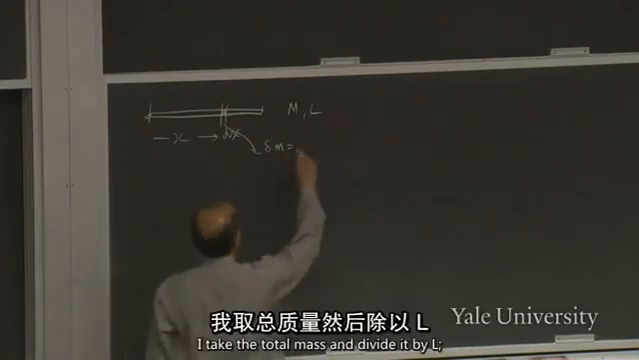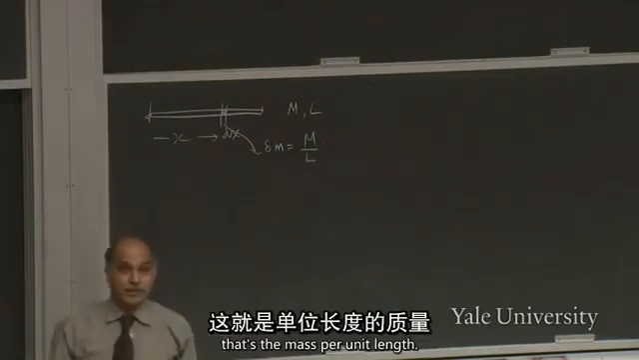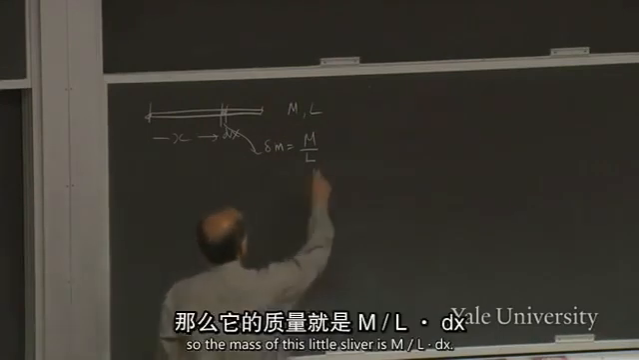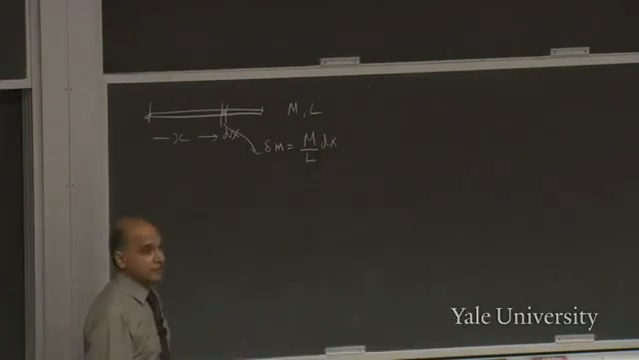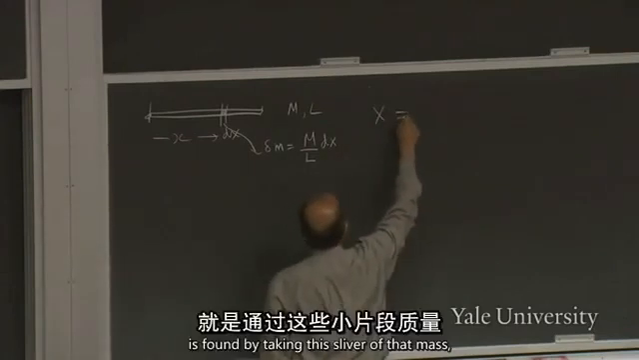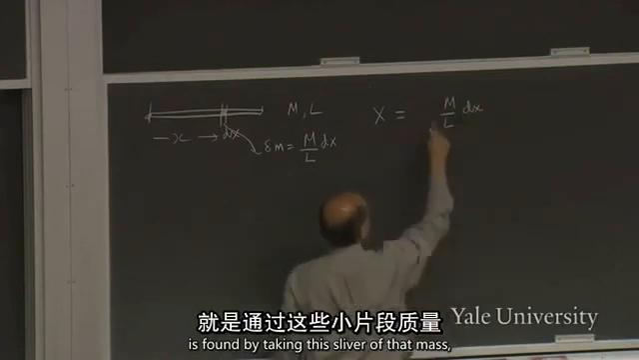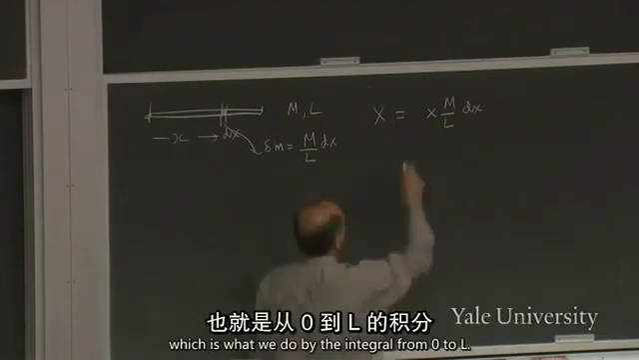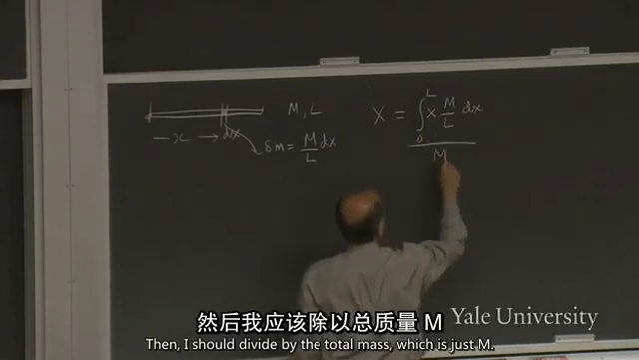But I do the following. I take the total mass and divide by L. That's the mass per unit length. And this fellow has a width dx, so the mass of this little sliver is m over L dx. Therefore, the center of mass that I want is found by taking this sliver of that mass, multiplying by its coordinate, and summing over all the slivers, which is what we do by the integral from 0 to L. Then I should divide by the total mass, which is just m.